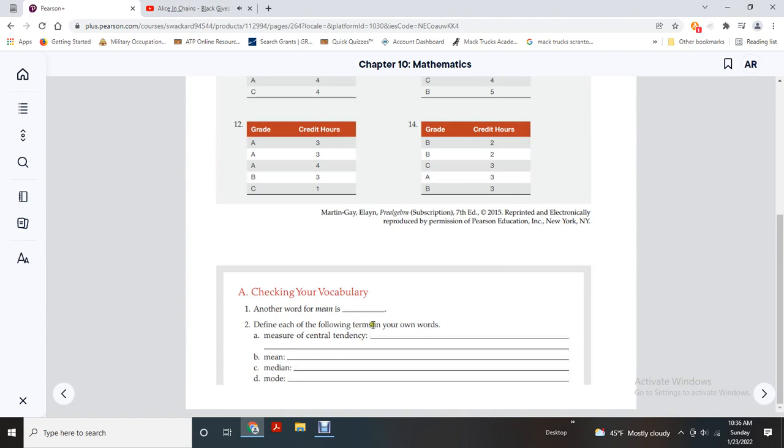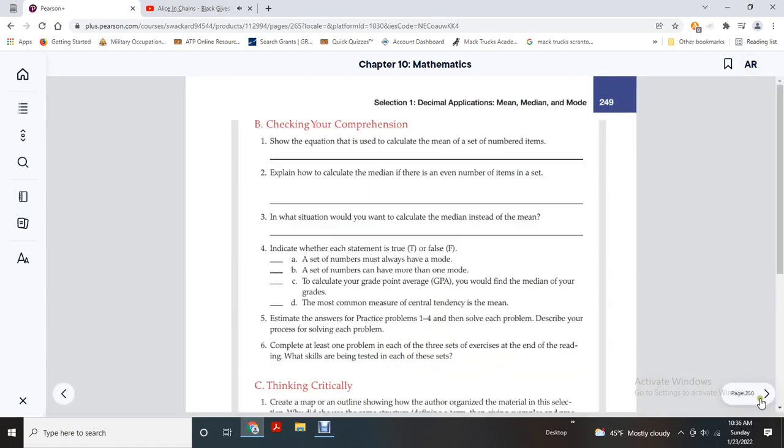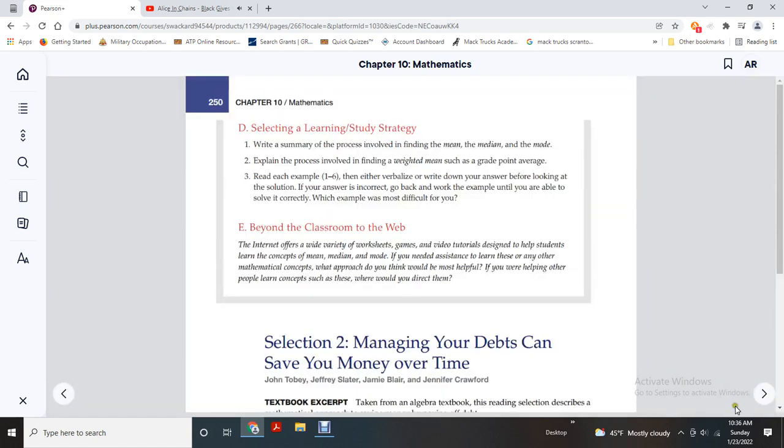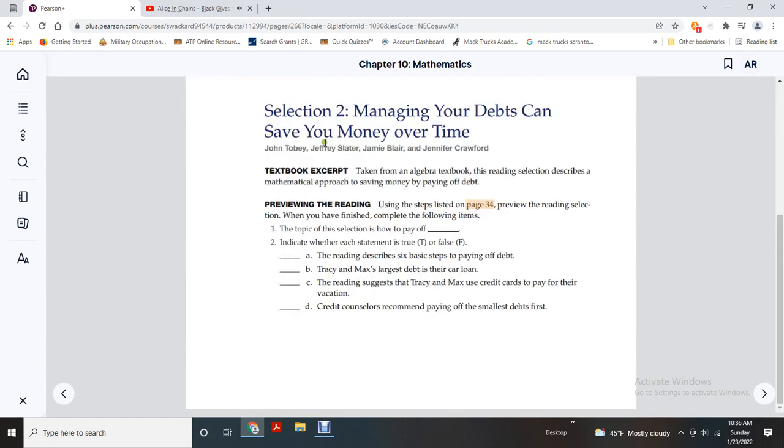All right, checking vocabulary. I'm pretty good at math. I don't know if I need to read this. Section 2, manage your debts and save your money and time.